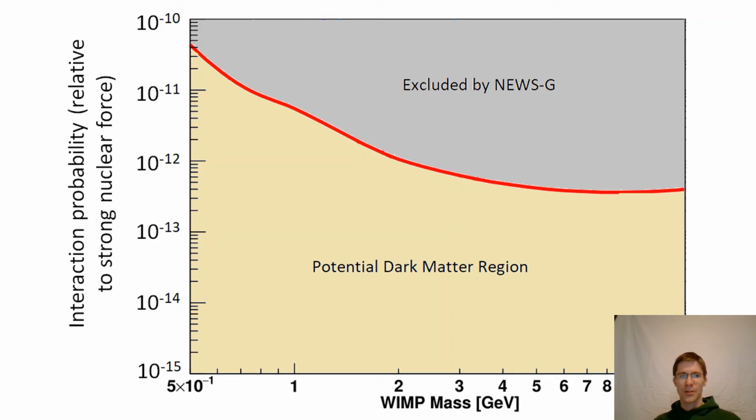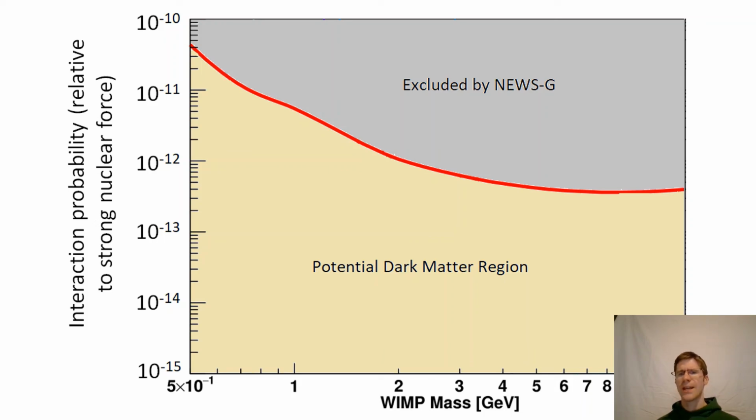This is a plot that shows the probability of interaction between dark matter particles and the detector. Now, the technical term for this is cross-section of a particle. And so what it's showing is how likely a dark matter particle is to interact with one of the particles in the detector. So I've made this relative to the strong nuclear force. So essentially relative to the likelihood of a proton-proton interaction and comparing dark matter interactions to that.